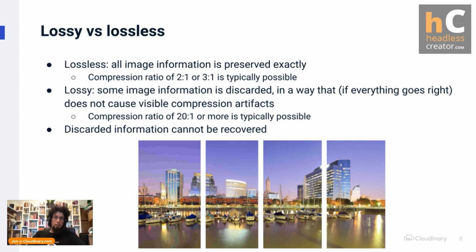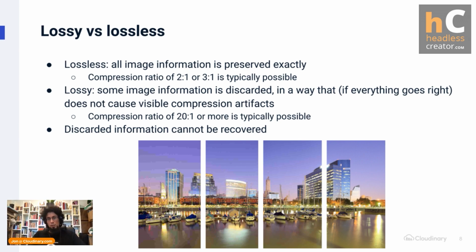There are 2 main types of compression, and this is also a way in which image formats are different. Lossless compression is basically taking an image and preserving it exactly, mathematically exactly. So this is what you can do if you want to be sure that there's going to be absolutely no compression artifacts.